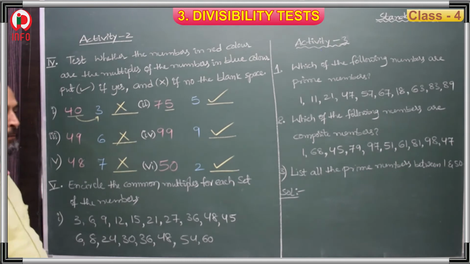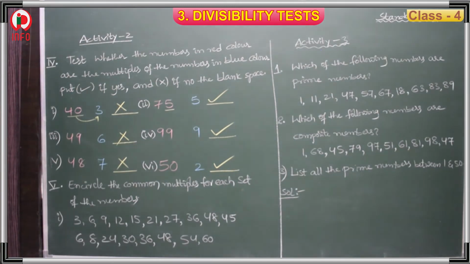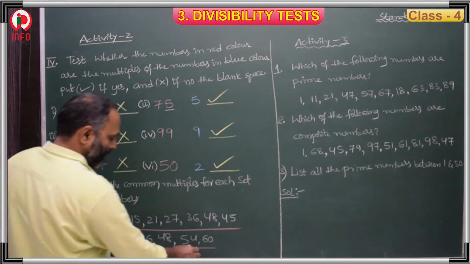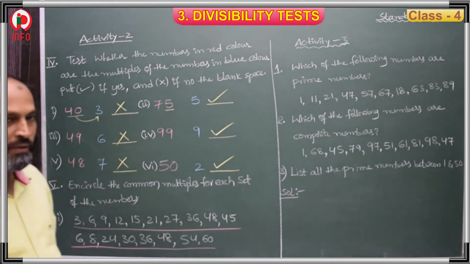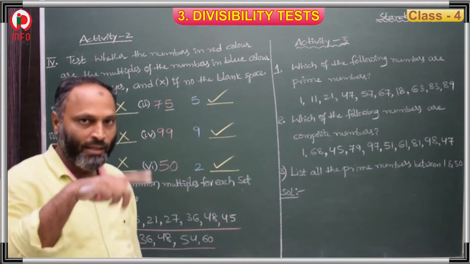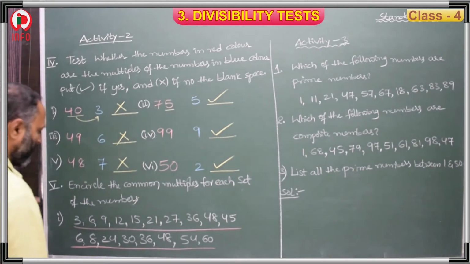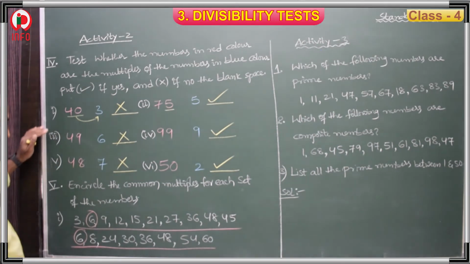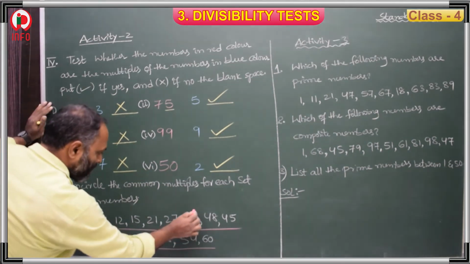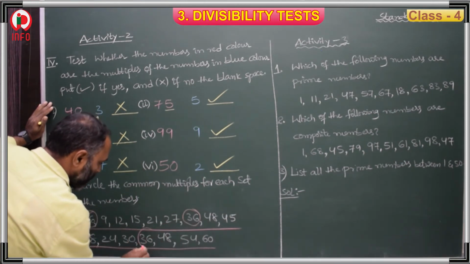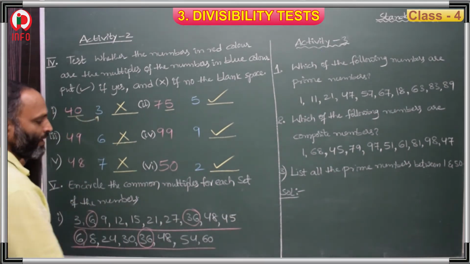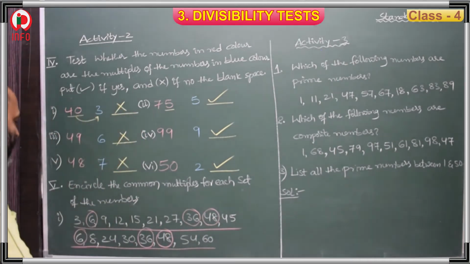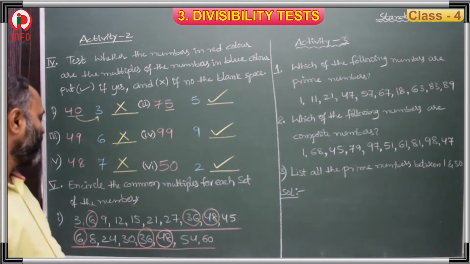Here, encircle the common multiples of each set. This is our first set. This is our second set. In these two sets, we make a circle around the common multiples. Here 6 is common. And after that, 36 is there here and 36 is there here. And then 48 is there in this and 48 in the other. So these are the common multiples in both sets.